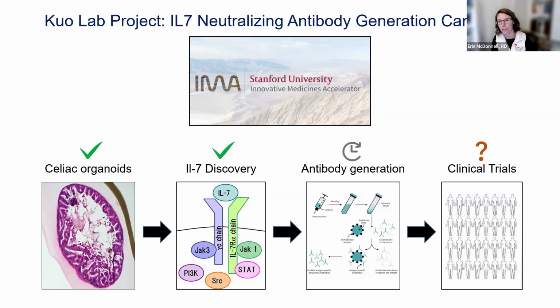And then thank you for answering that. Very interesting. And it looks like we have another question from Jennifer. She says, in what ways can organoids potentially replace the use of animals in celiac research?